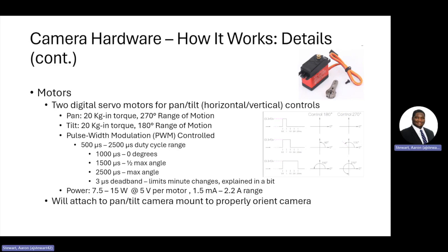These servos will also attach to pan and tilt the camera mount, and this will help orient the camera in the correct orientation that it needs to pick up the image of the drone, and also track it across the sky as it's attempting to capture the image.